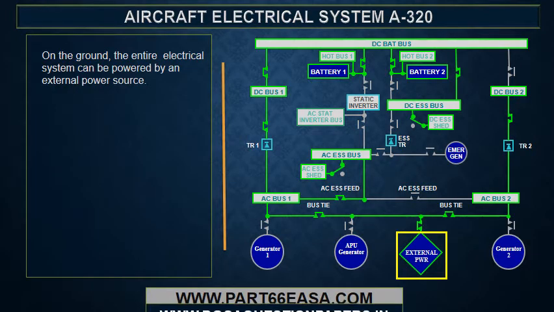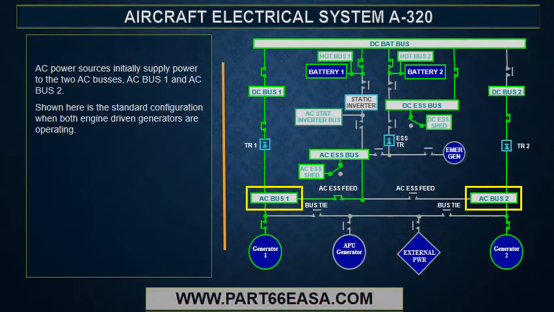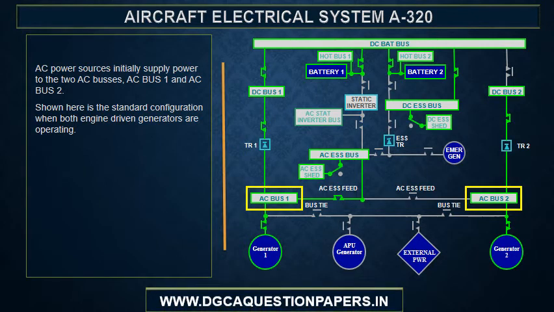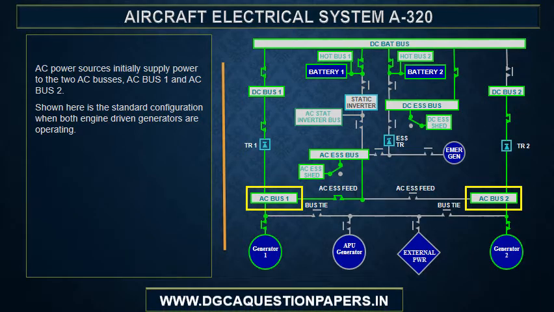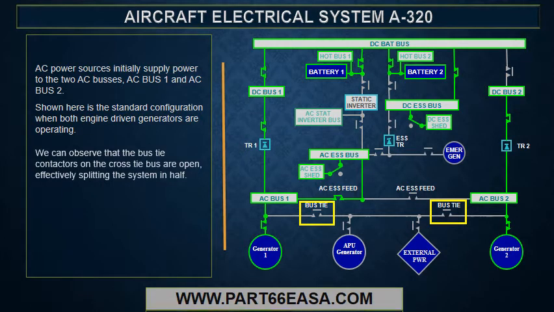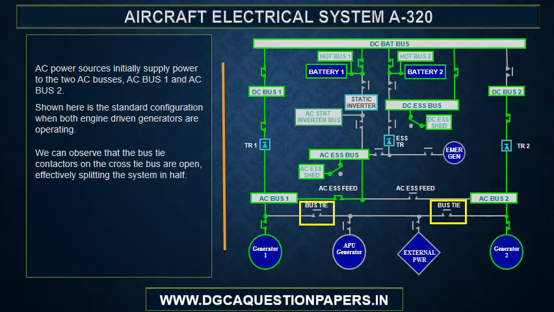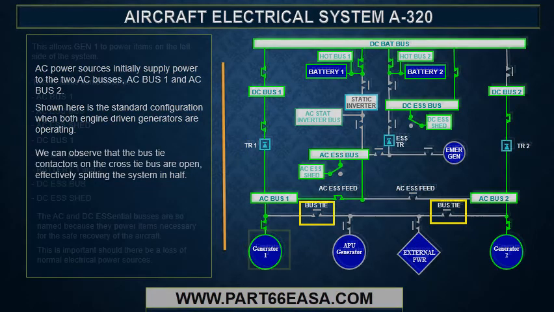On the ground, the entire electrical system can be powered by an external power source. AC power sources initially supply power to the two AC buses, AC Bus 1 and AC Bus 2. Shown here is the standard configuration when both engine-driven generators are operating. We can observe that the bus tie contactors on the cross-tie bus are open, effectively splitting the system in half.